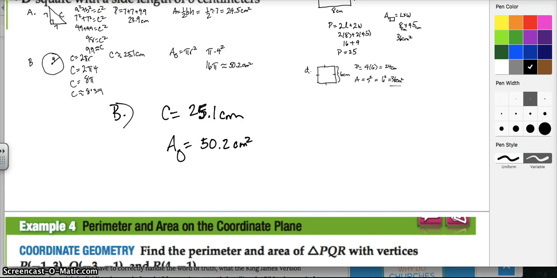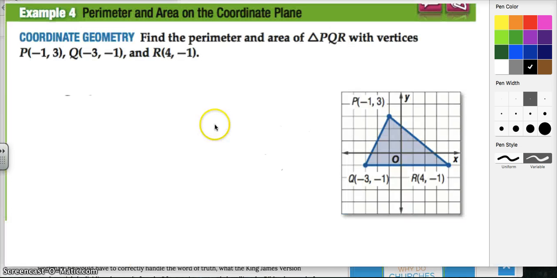All right, let's take a look at this next example. Here in example 4, we're looking to find the perimeter and area on the coordinate plane. So we remember from the last section that we were using the distance formula to find information about the distance or the length of a segment located on the coordinate plane. We're going to apply that right now.